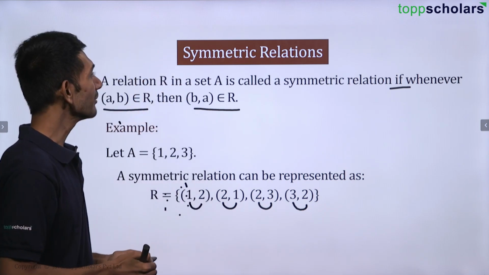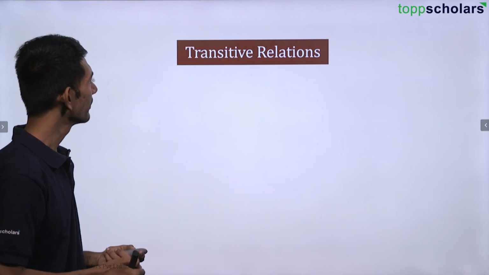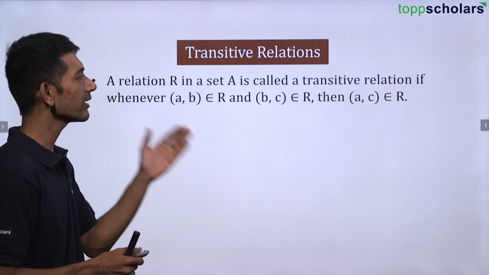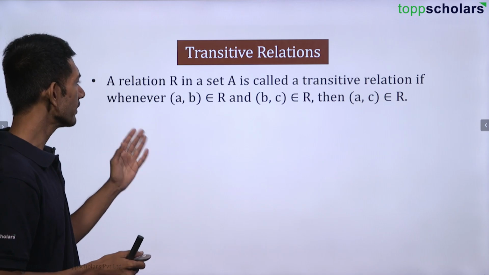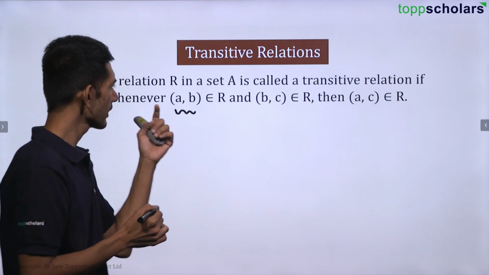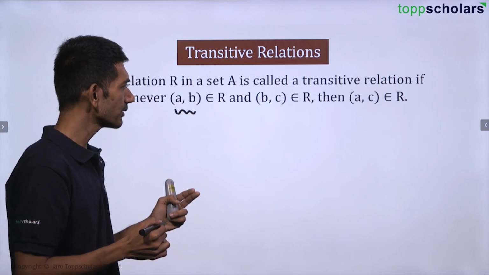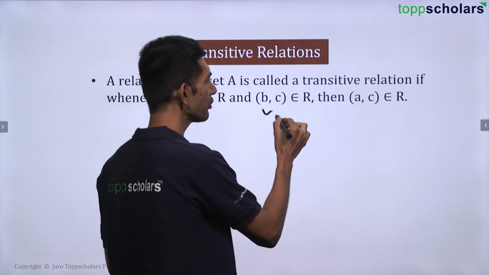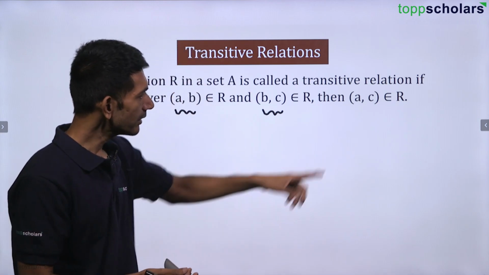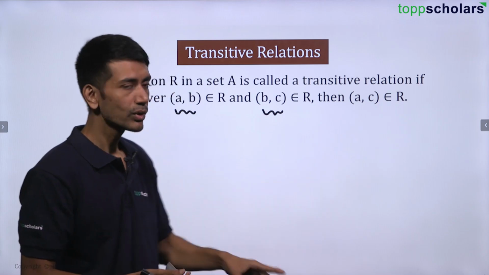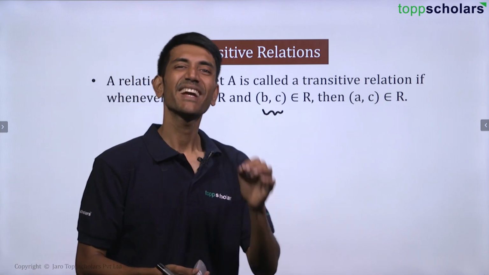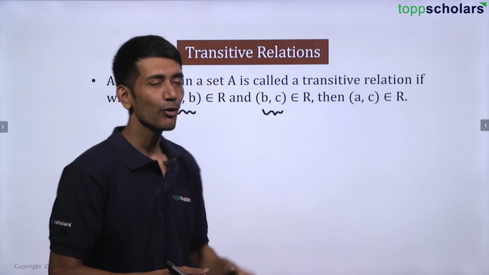Okay. Now comes transitive relation. So let us talk about transitive relation. A relation R in set A is called a transitive relation whenever this ordered pair belongs to R and this ordered pair also belongs to R, then what happens? Then (A, C) belongs to R. That is, if (A, B) belongs to R and (B, C) belongs to R, then we can say that (A, C) also belongs to R.